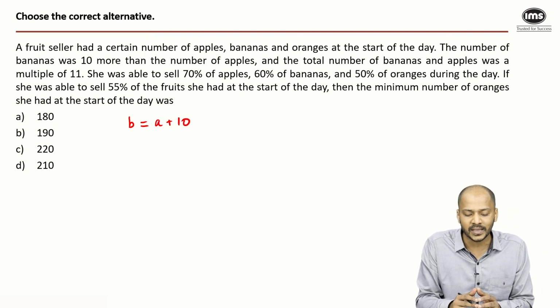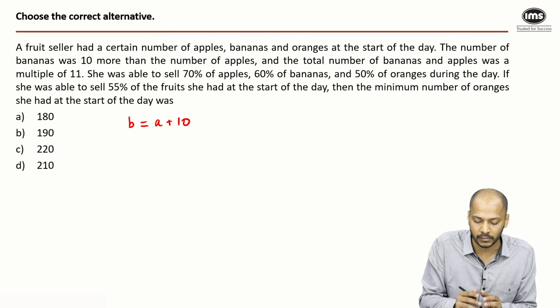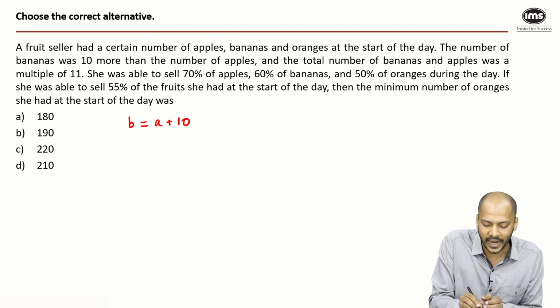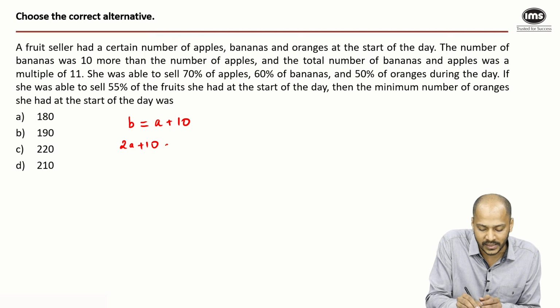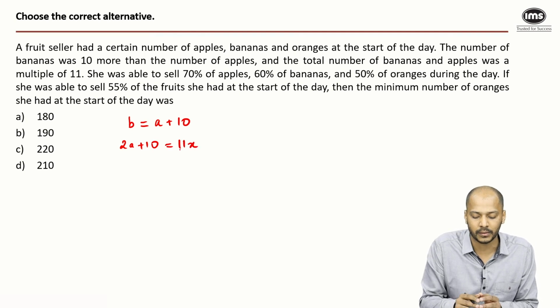And the total number of bananas and apples was a multiple of 11. So bananas is A plus 10, plus apples. So 2A plus 10 is the total number of apples plus bananas, and that has to be some multiple of 11, 11x.